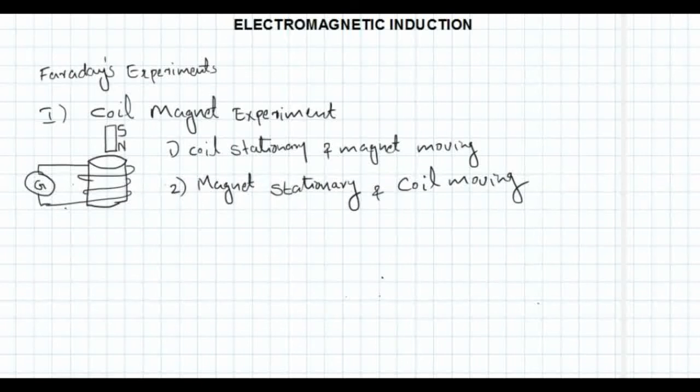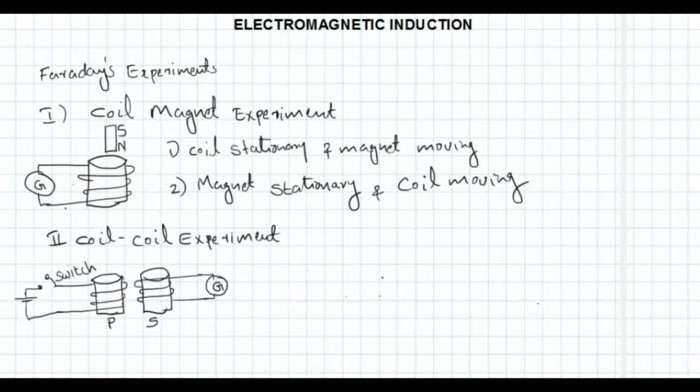Then there is one more type of experiment possible, that is called the coil experiment. In here there are two coils, one is primary and the other one is secondary.